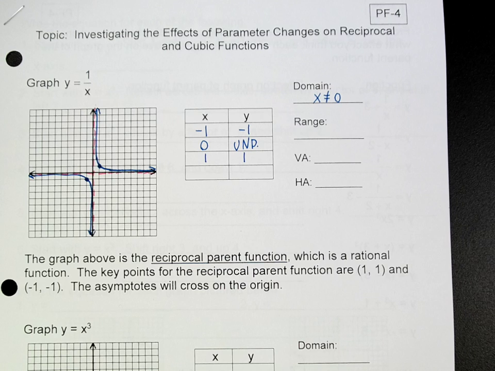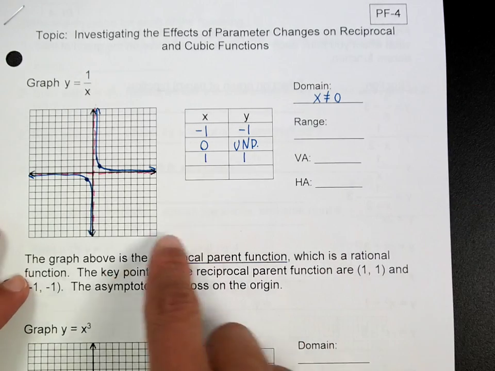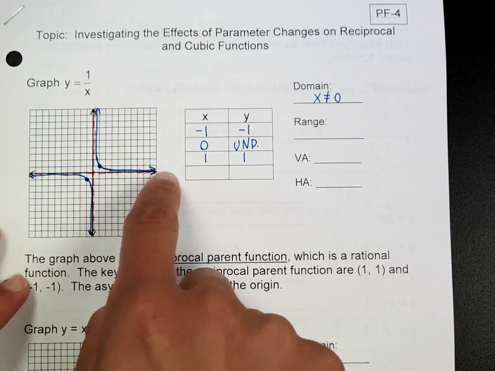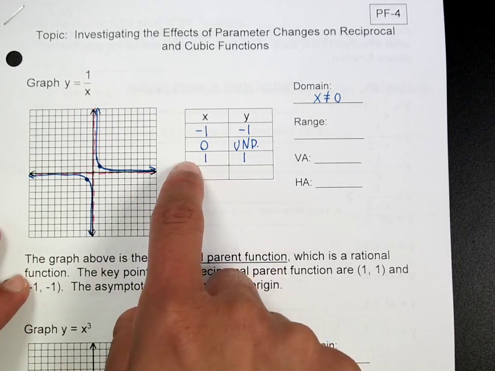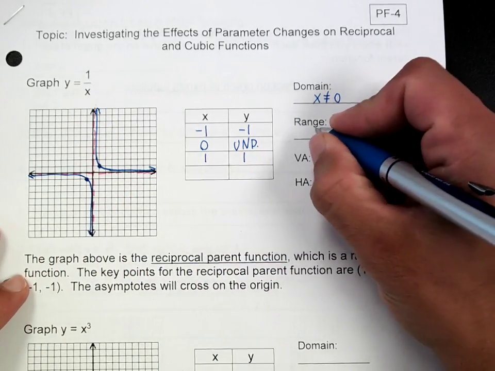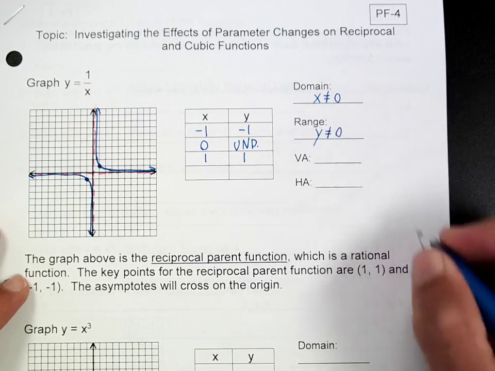Now on the range, it doesn't matter what x I plug in there, even the biggest x that I can have, I will never have 0 for the range, and that's why the horizontal asymptote is here. I can never cross that horizontal asymptote. So because of that, y cannot be equal to 0.